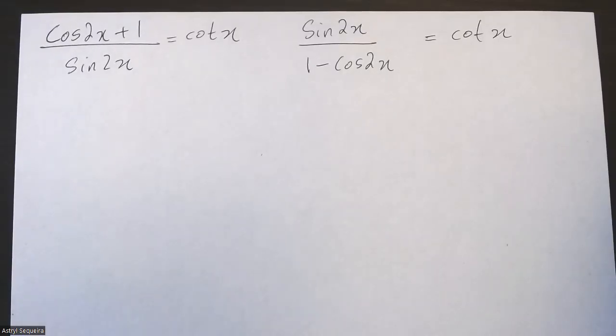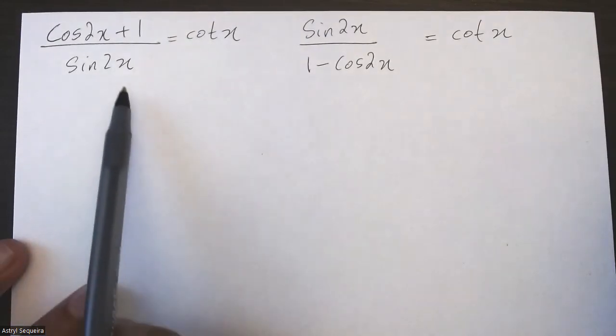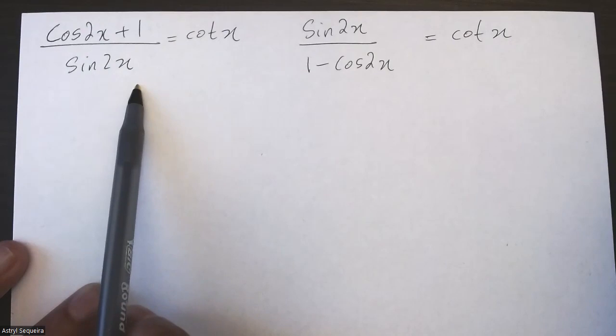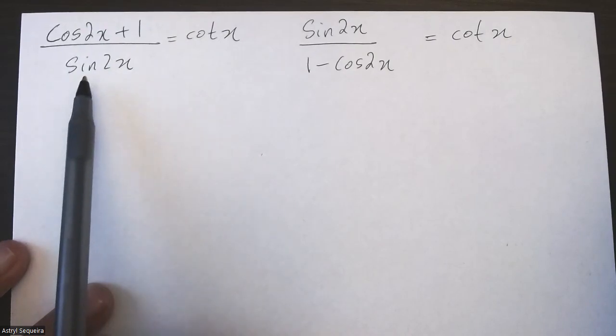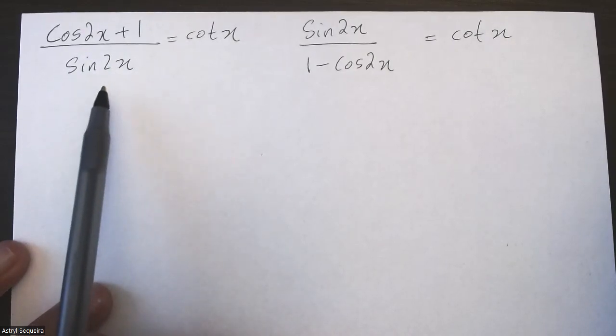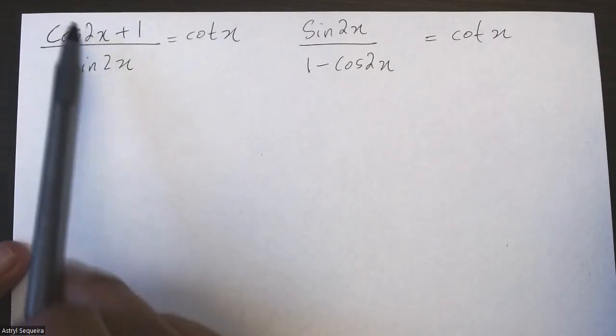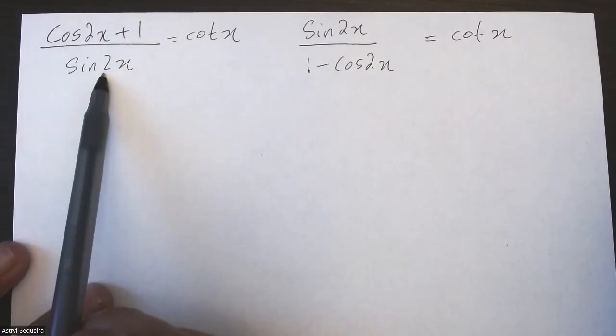All right, so in this video, I'm going to solve these trig identities over here. So let's take a look at the first one. The left side is more complicated, so I want to work with the left side. And what I notice is I have double angle formulas over here.